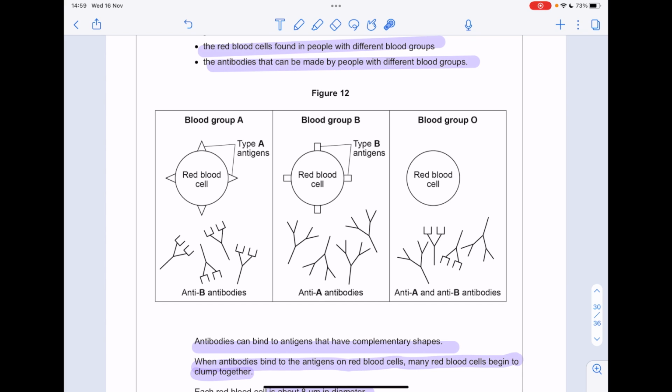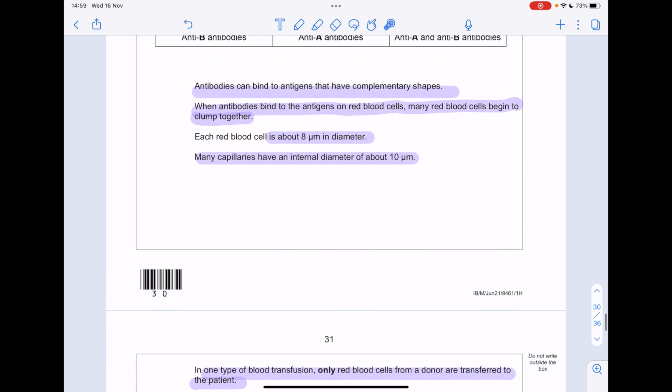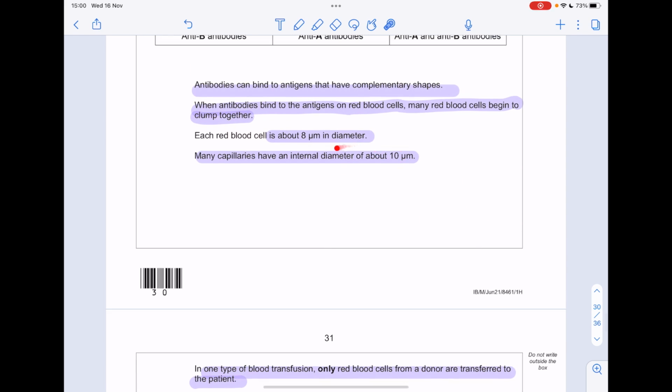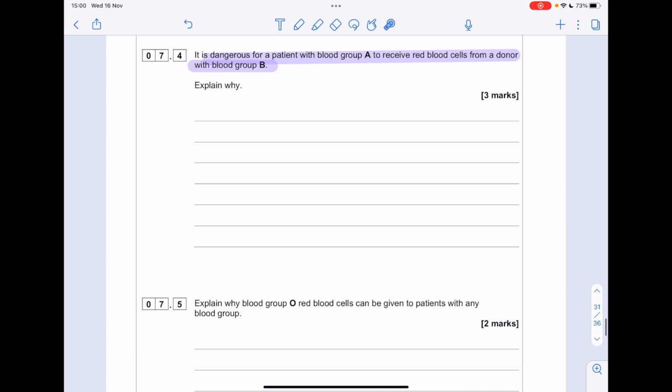Well, that's because the recipient person's blood will have anti-B antibodies in it. And so as that blood comes in from the blood group B donor, those anti-B antibodies will bind to the type B antigens, causing the red blood cells to clump together. And they gave us some information about the diameters. So what that will do is it will block the capillaries, meaning that the oxygenated red blood cells can no longer reach those respiring cells. So you're going to have a lot of knock-on effects there.